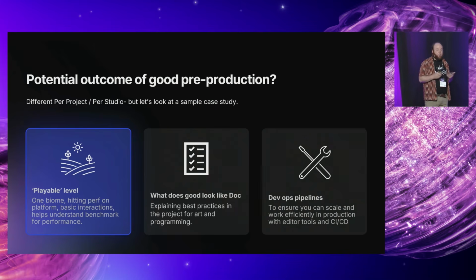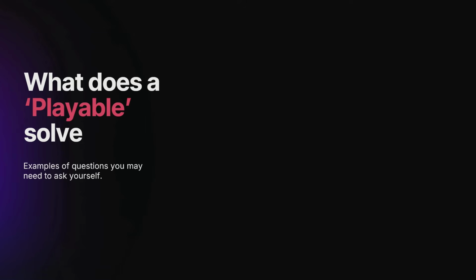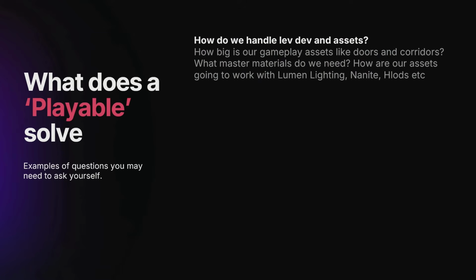The first outcome is a playable level. This shouldn't be confused with your look dev level that helps you find your art direction, nor is it the demo you made to get funding. Let's face it, that thing is probably hanging on by a thread at this point. This also shouldn't be confused with a gameplay slice that helps design teams, that typically comes during development as your gameplay systems come online, although it can definitely evolve into that. Let's explain it by looking at the questions that it's ultimately meant to solve.